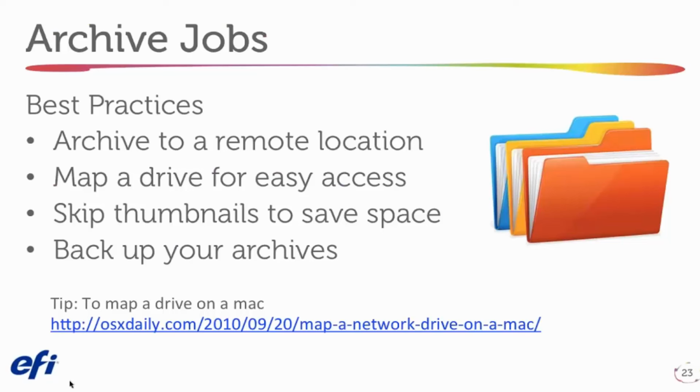Okay, so, the best practices for archive jobs. Archive to a remote location. Make it somewhere safe and secure on the network. Map a drive to it for easy access in Windows. And if you've got multiple Command Workstation clients, do it across your different clients, right? So they're all mapped to drive G, so they can all easily get to those archive jobs. Skip the thumbnails to save space, right? Massive difference there. And back up, of course, the archives on the network.